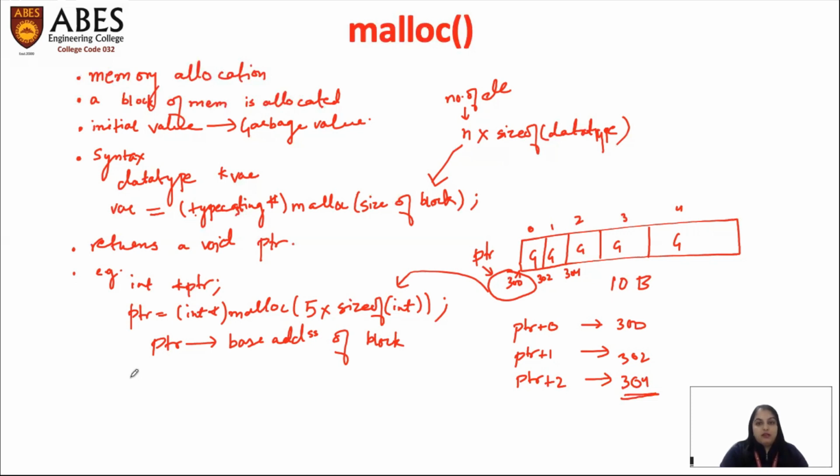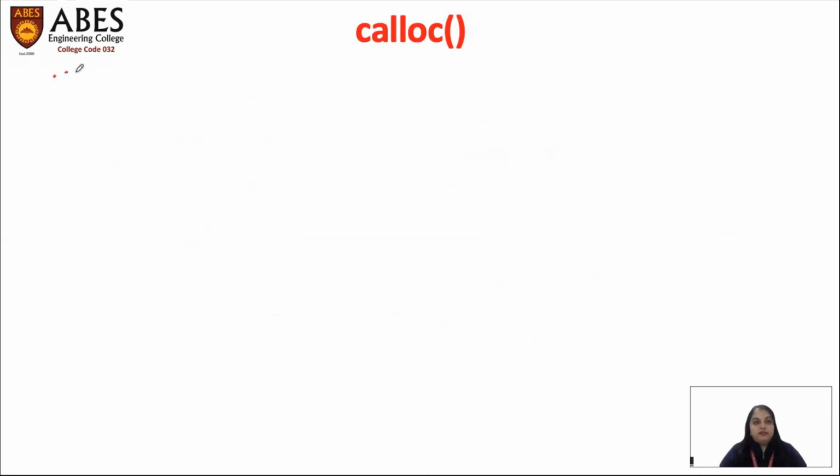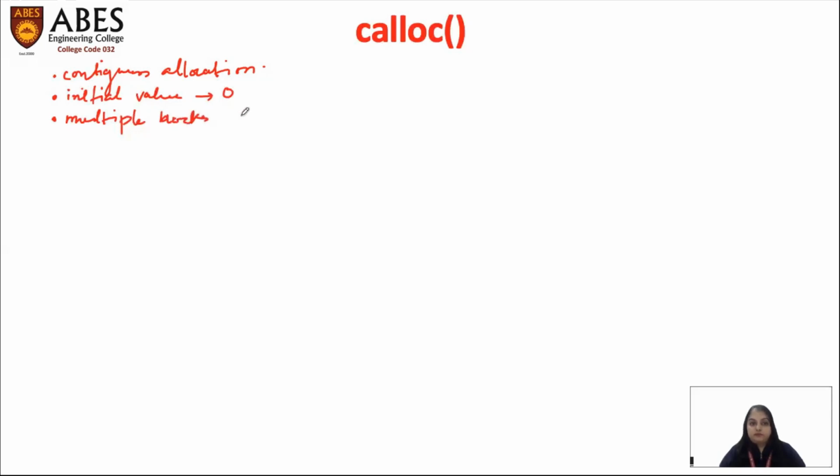So this is malloc. Likewise, calloc. First thing, it is contiguous memory allocation. Now, in this calloc function, the initial value of all the elements will be 0, right? And here the whole block is not allocated at once. Here block by block allocation is done, that is, multiple blocks are allocated. Now again it will return a void pointer, right?